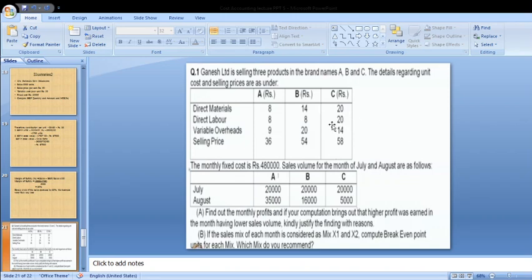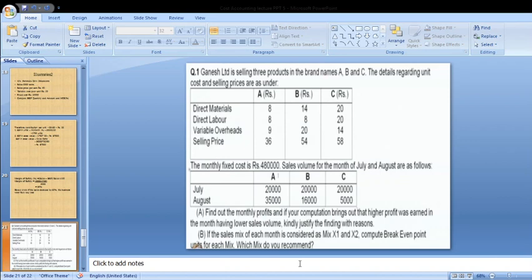Now we have to do two things. For both the months July and August, calculate the profits of the company. And if your calculations bring out that higher profit is earned in the month of lower sales, kindly justify. So think over why it is possible. Is it possible to have lesser sales and more profits?